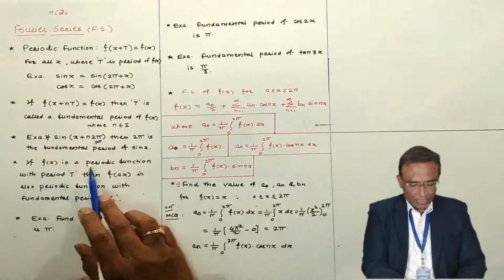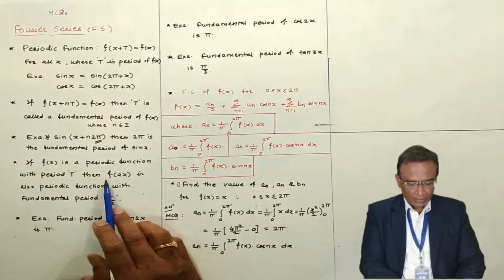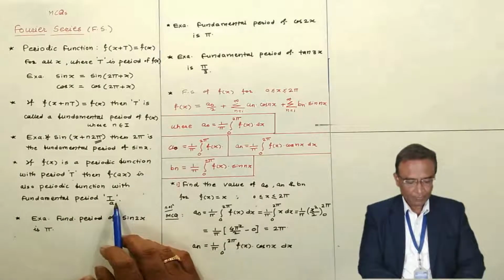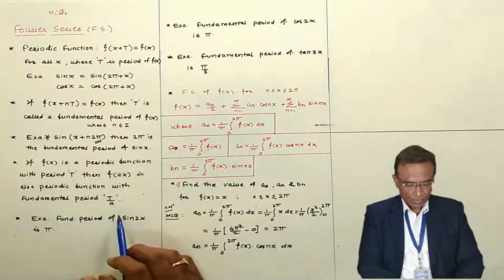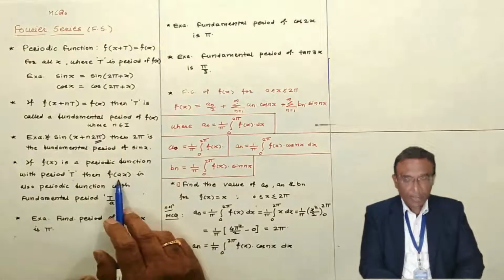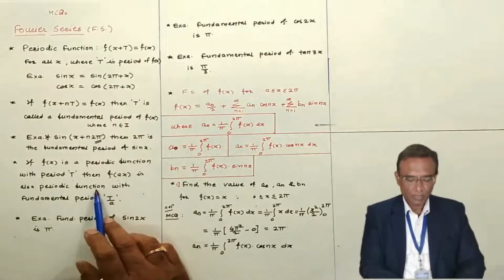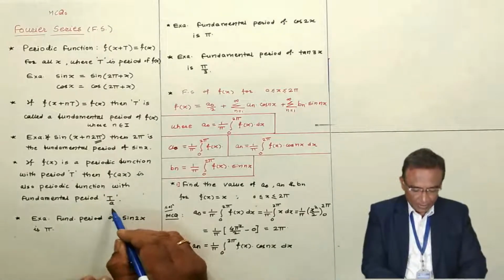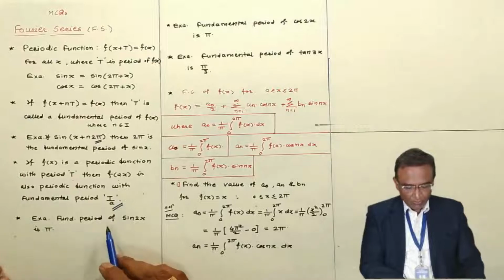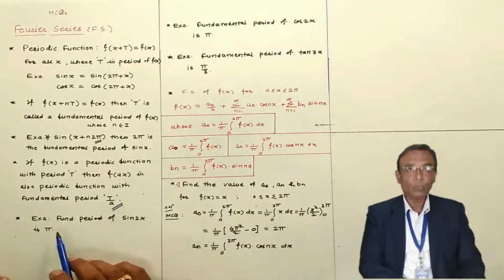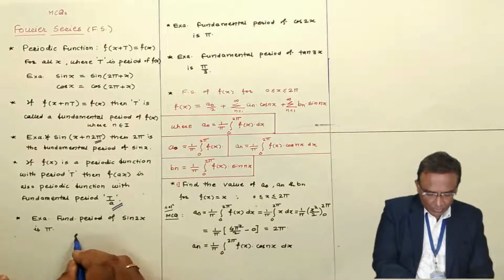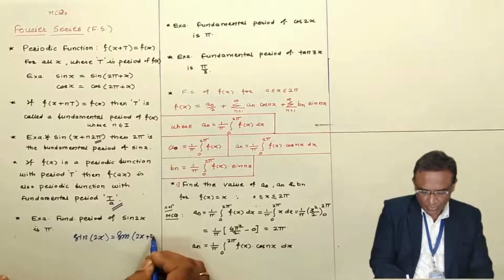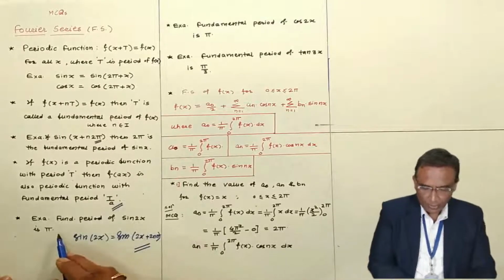If f of x is a periodic function with period T, then f of ax is a periodic function with a fundamental period T by a. Once again, f of x is a periodic function, but f of ax will be a periodic function with the fundamental period T by a. An example of a fundamental period: the fundamental period of sine 2x is pi. See, sine of 2x equals sine of 2x plus 2n pi. Therefore, pi is the fundamental period of this.